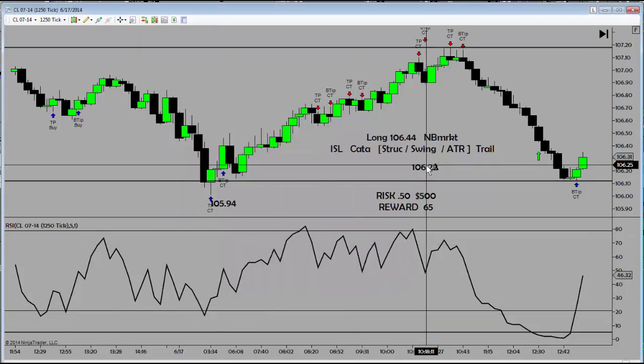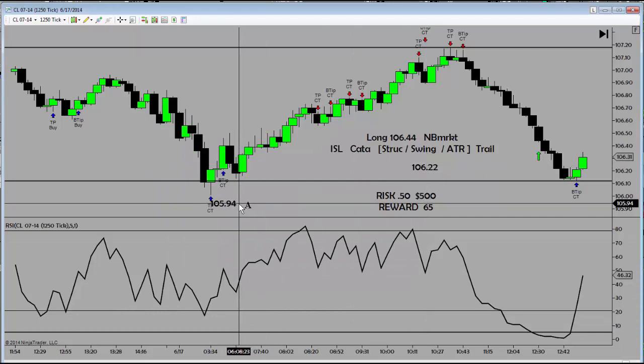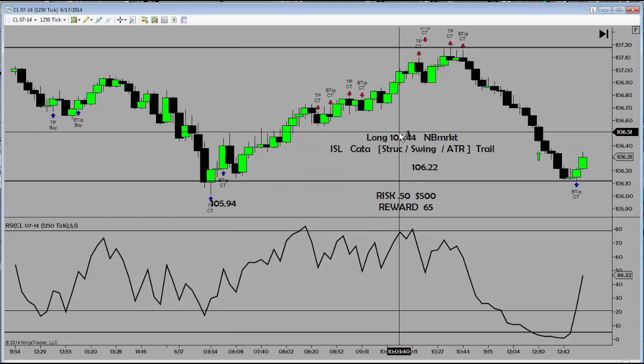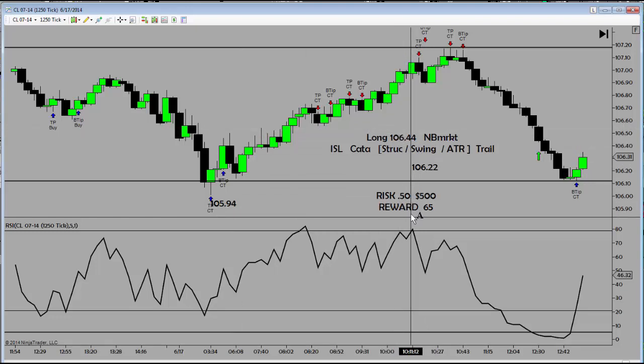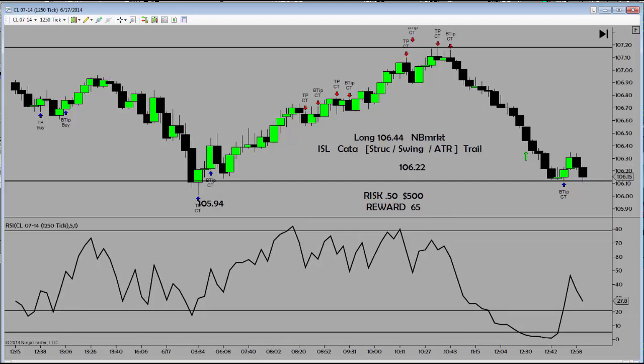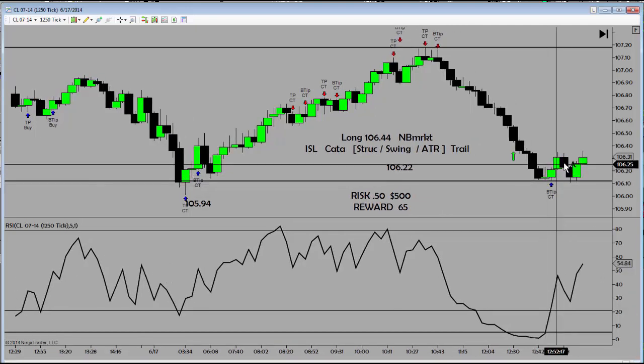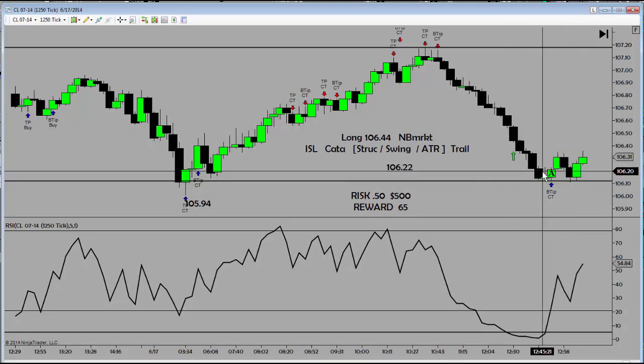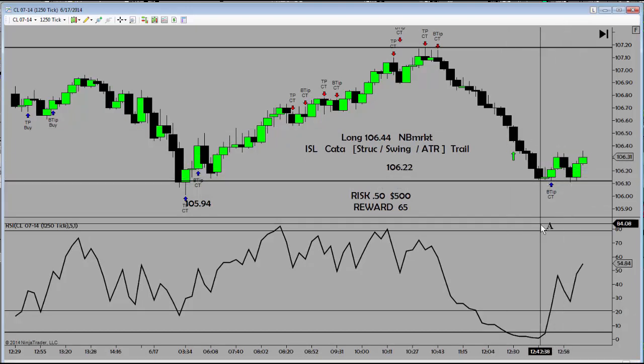If I use the 106.22 versus the 105.94 stop, I've gotten in 22 cents better, or $220 better. Now let's continue. Now we see that we put in a symmetrical double bottom. So every time we see a double top or double bottom, a couple of things are always present.